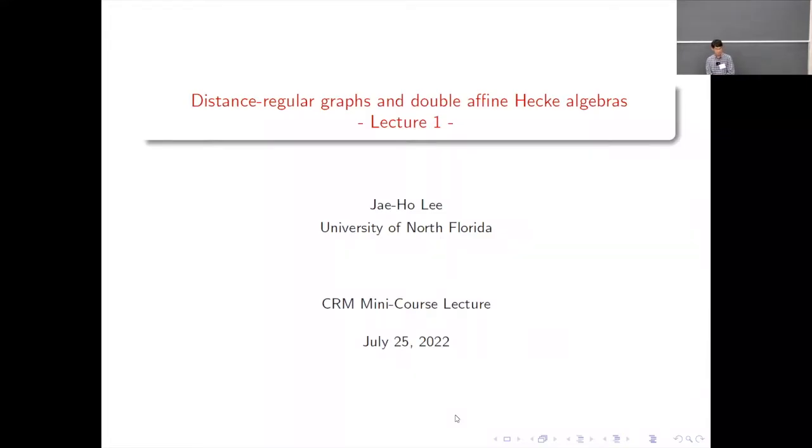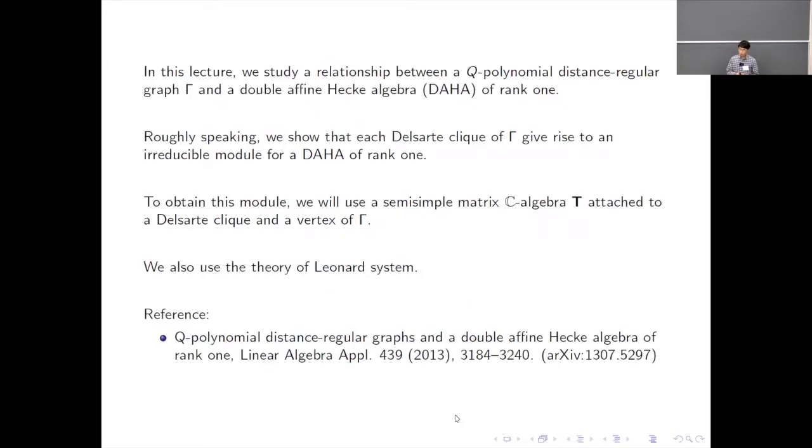Really appreciate it. So through these lectures, we study the topics: distance regular graphs and double affine algebras. Roughly speaking, we will discuss the relationship between Q-polynomial distance regular graphs and double affine algebras, which is described as: for each Delta clique of graph Gamma, it induces an irreducible module for a DAHA of rank 1.